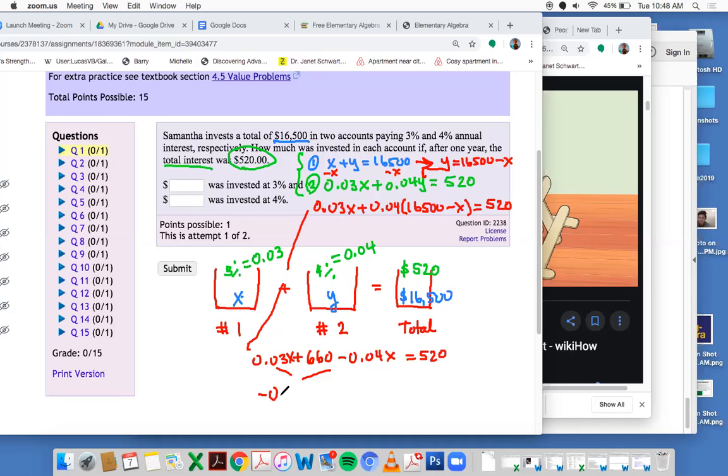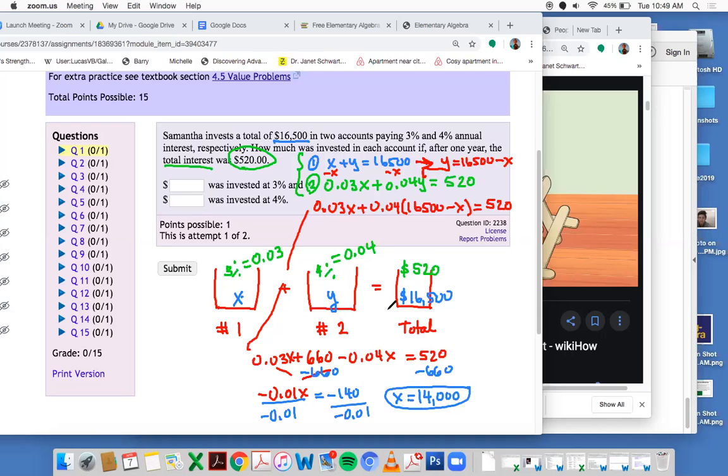So we have negative 0.01x. All right, and subtract 660 from both sides. So do minus 660. And we get negative 140. All right, now divide by negative 0.01. And we get x equals 140 divided by 0.01, which is 14,000. Okay, so that tells us that this first account had $14,000 in it.